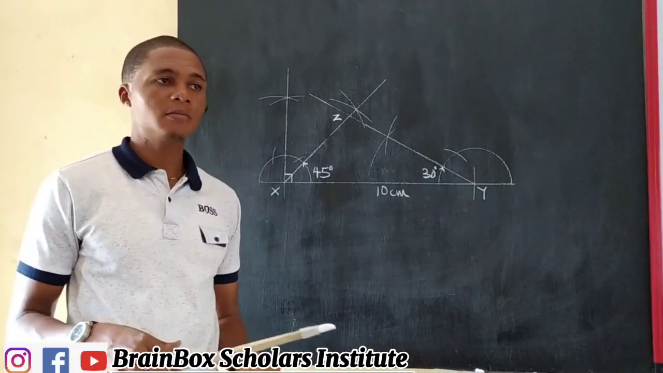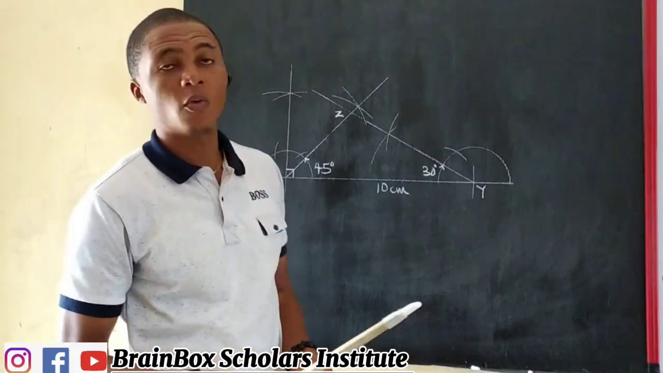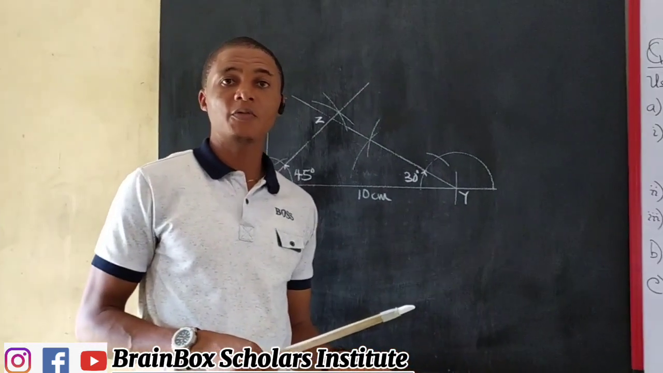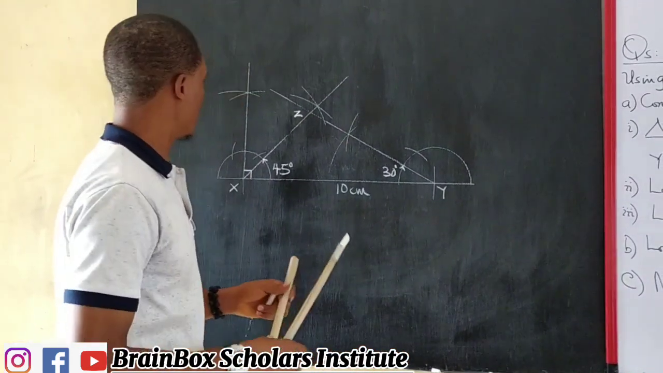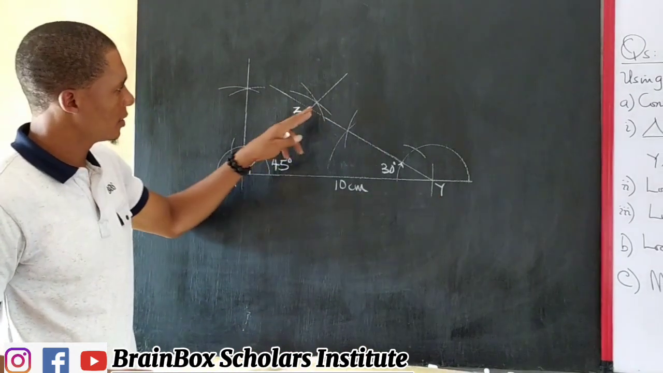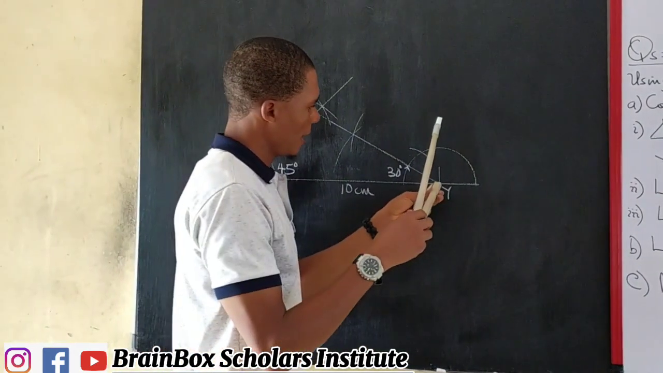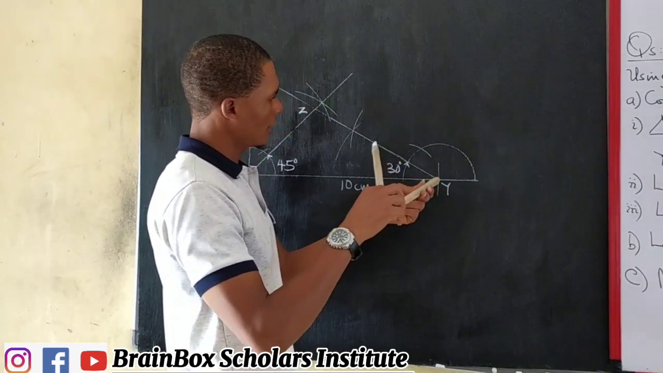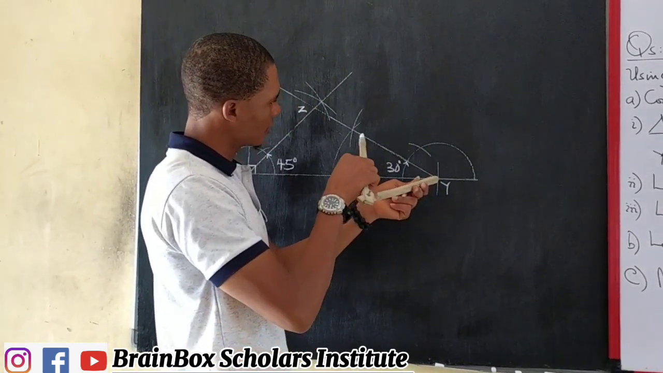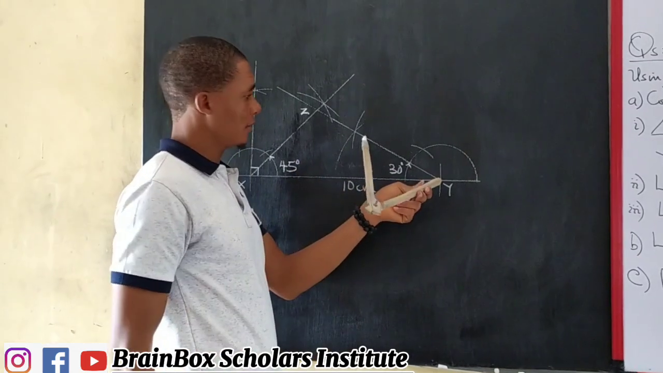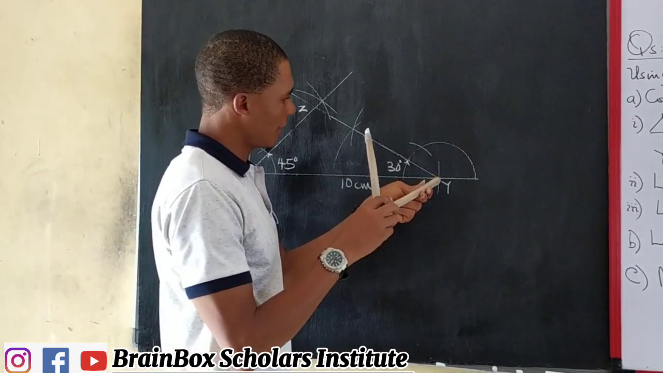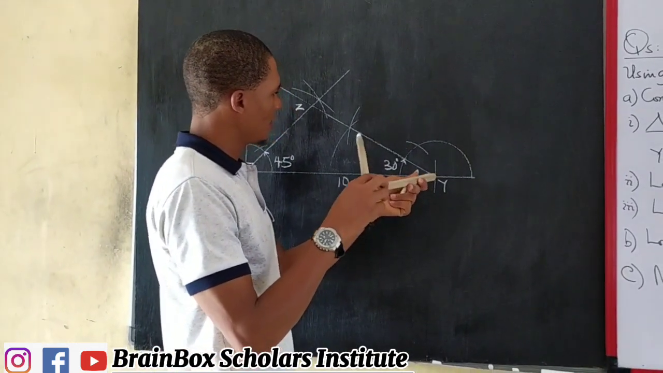Alright, okay. So let's go and bisect what? Y and what? Z. Are we following? I'm bisecting Y, Z. So now let's bisect. I place my compass here. Get the center first. Okay? Now look at the center. Are you there? Now what do?